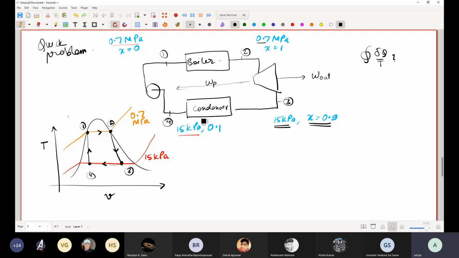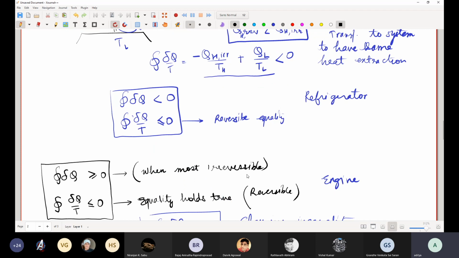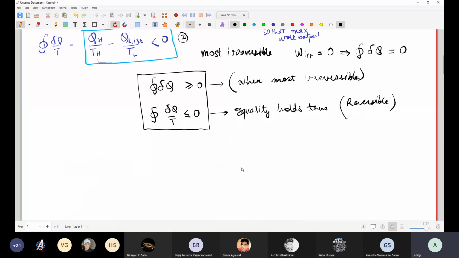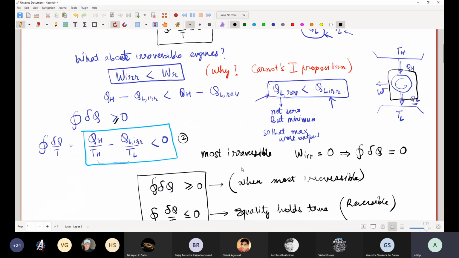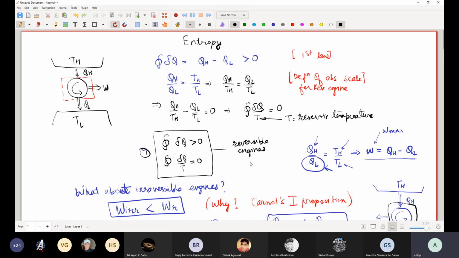So now let us do the calculation. What is closed integral del Q by T? In order to do that, we must also first figure out what the temperatures are. And I think I mentioned that the T is the surrounding temperature somewhere. Where was it? It is the reservoir temperature.